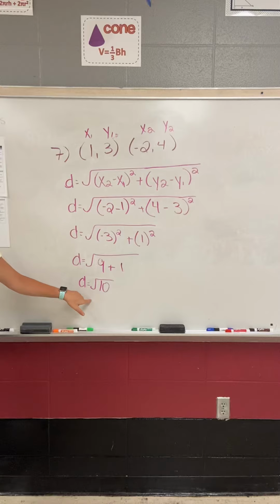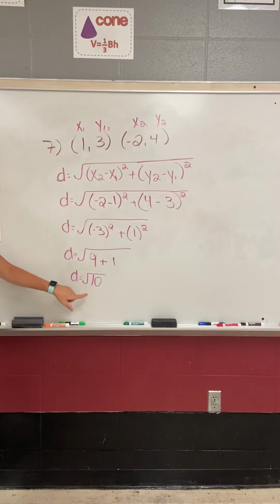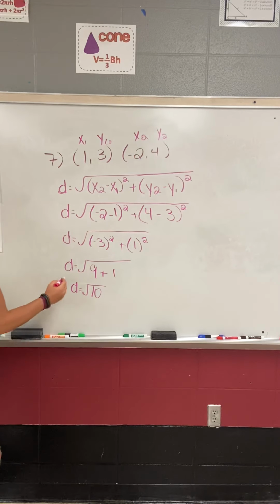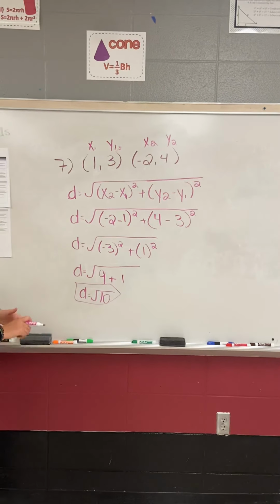Now, you can keep it as d equals the square root of 10, or you can type in your calculator to get the decimal. So you would just type in your calculator square root of 10. But this is your answer, or I'm okay with you having a decimal.